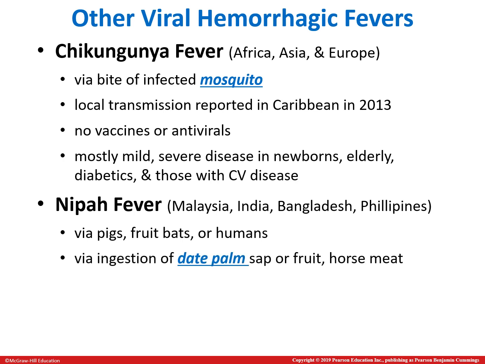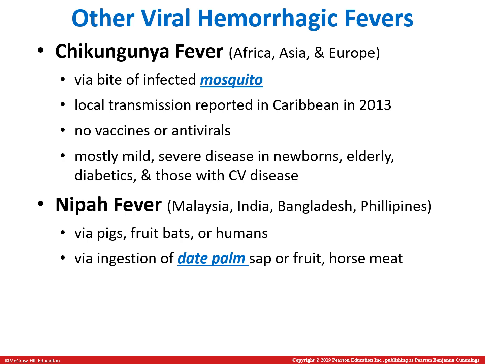But typically how it's transmitted is through ingestion of date palms, either the fruit or the sap. The problem is fruit bats get into these orchards where they're harvesting date palms, and they're licking the little collection jars, and then the virus gets into the actual product, and it doesn't get pasteurized, and so that's typically how people get it.